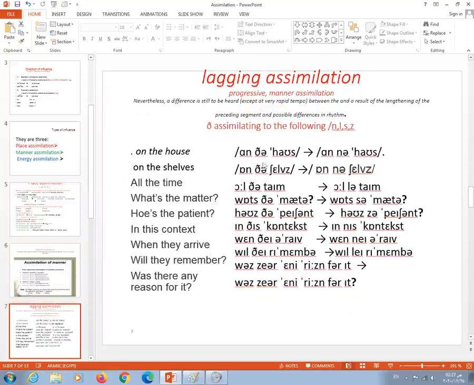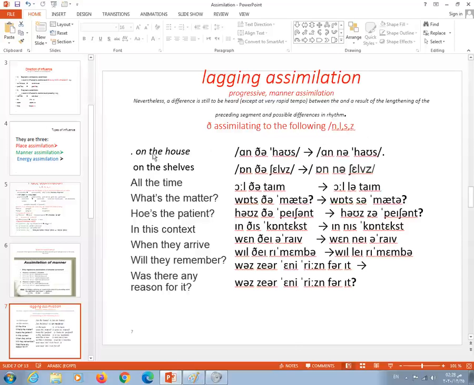On the house, on the house. Which sound changes here? Only one sound, which is the. But what's the sound here that is vulnerable to change? It is the, which is a fricative dental consonant, and it assimilates to the following consonants, only four so we don't get confused: n, l, s and z, alveolar consonants. We must know these too. These are progressive and a type of manner assimilation.